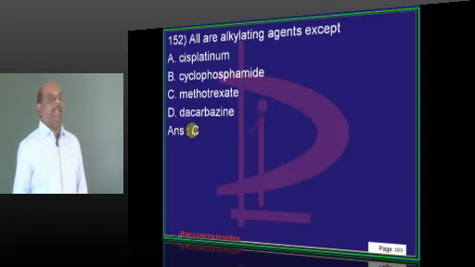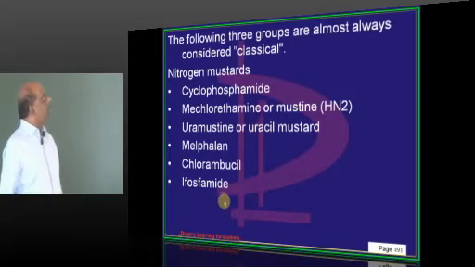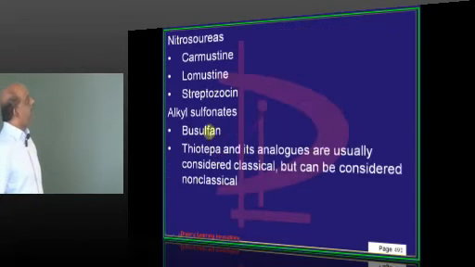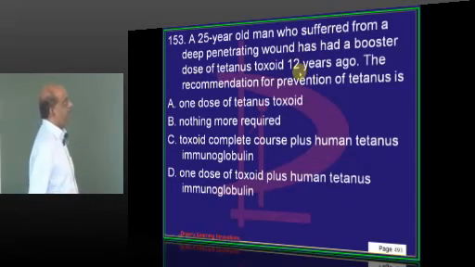Methotrexate is an antifolate, an anti-metabolite, not an alkylating agent. So you must know what are nitrogen mustards, nitrosoureas, alkyl sulfonates, etc.